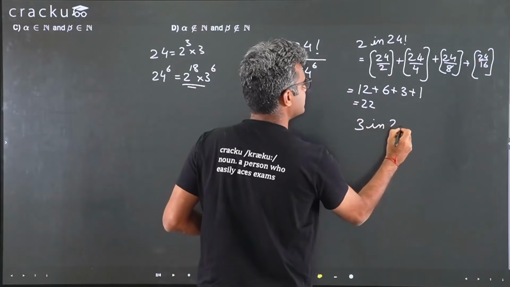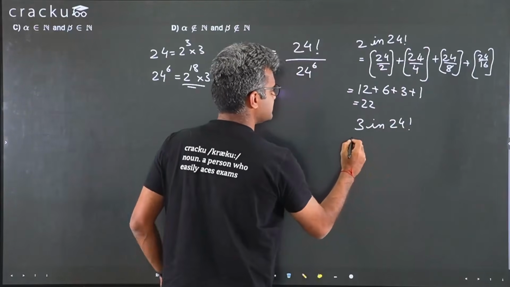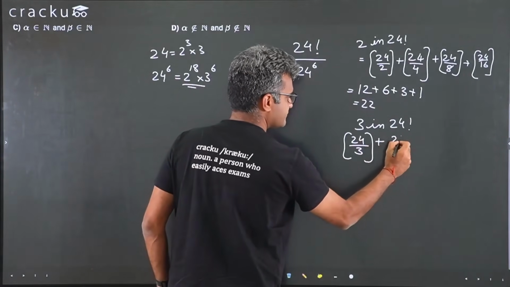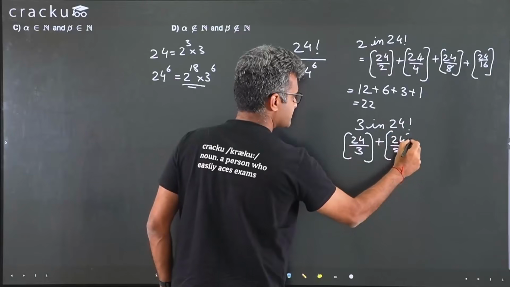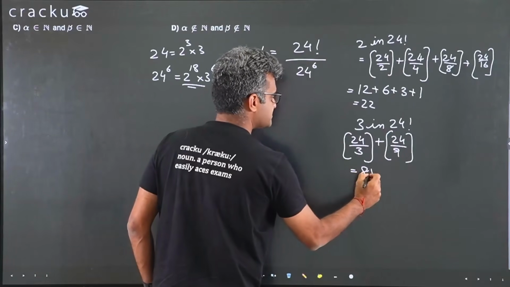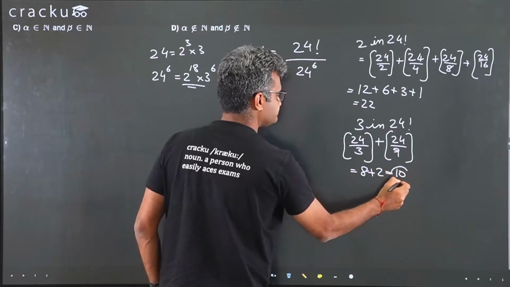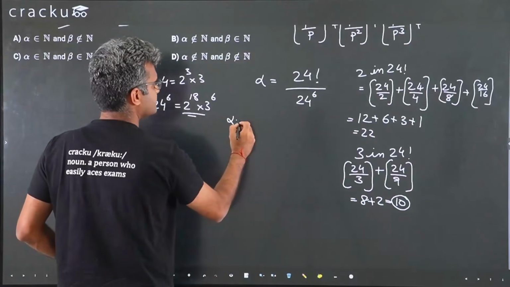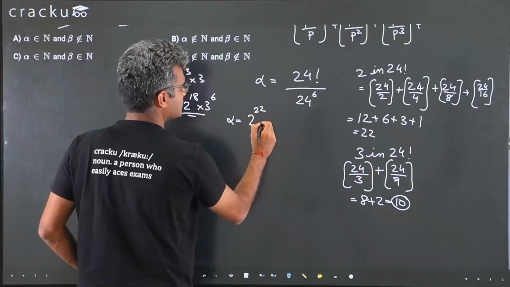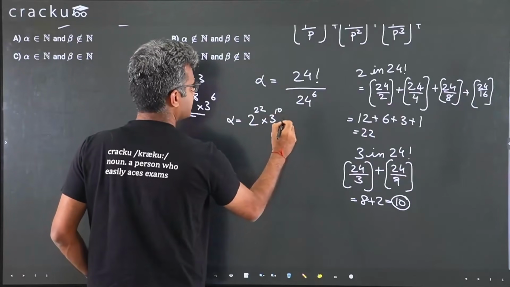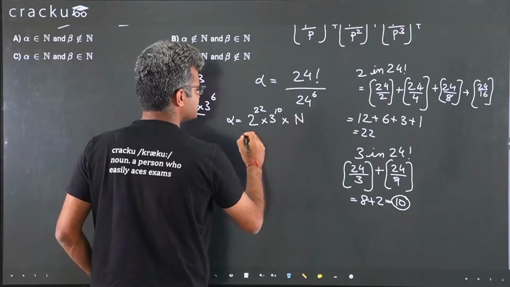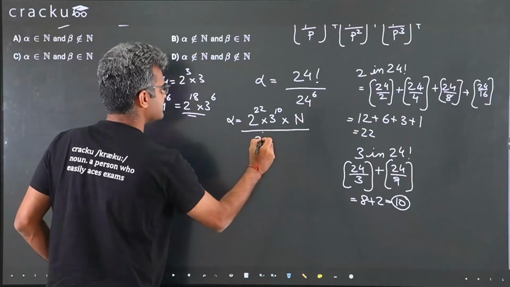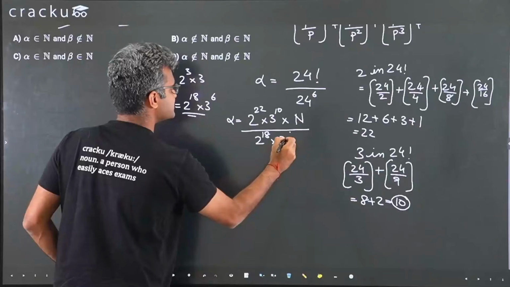Similarly, the highest power of 3 in 24 factorial is 24 divided by 3, take the integer part out, plus 24 divided by 9, take the integer part out. This is 8 plus 2, which is equal to 10. So alpha is of the form 2 to the power 22 into 3 to the power 10 into some natural number n. This is the numerator. And the denominator is 2 to the power 18 into 3 to the power 6.